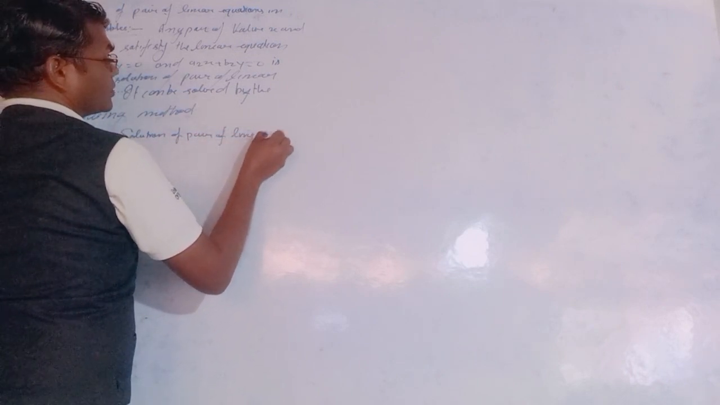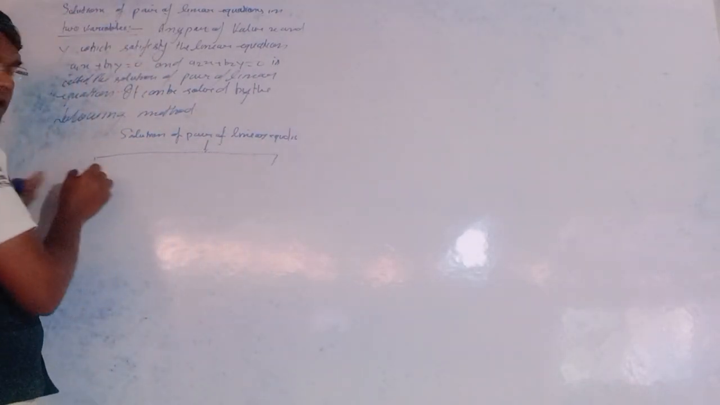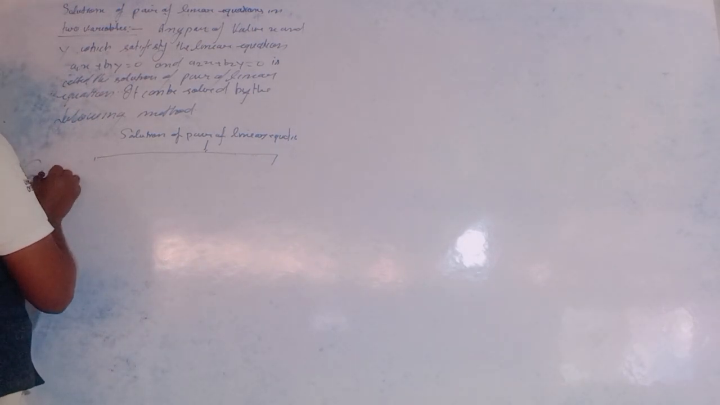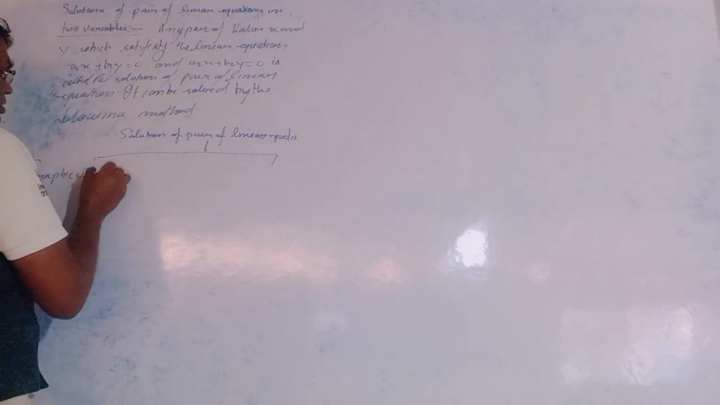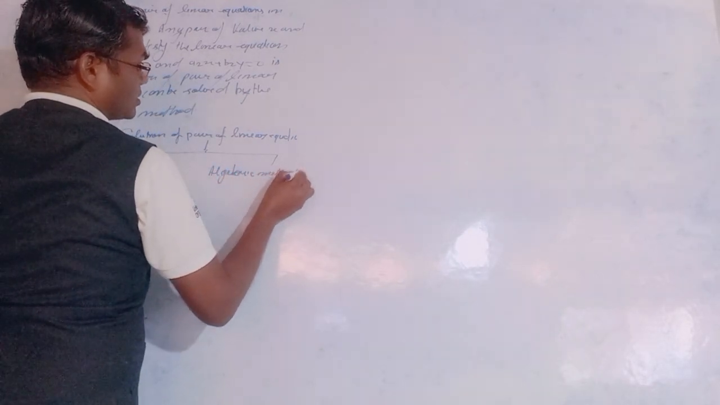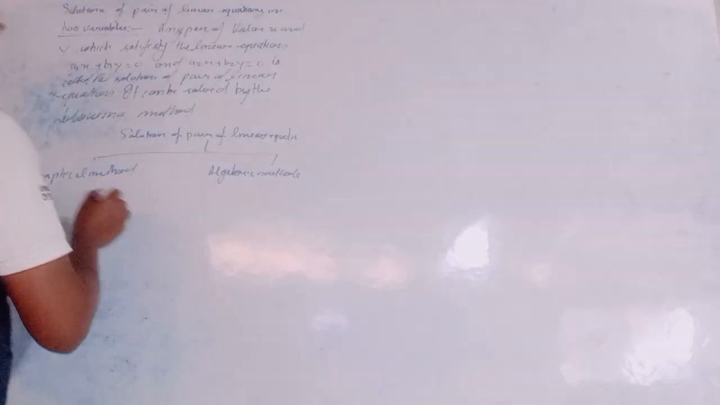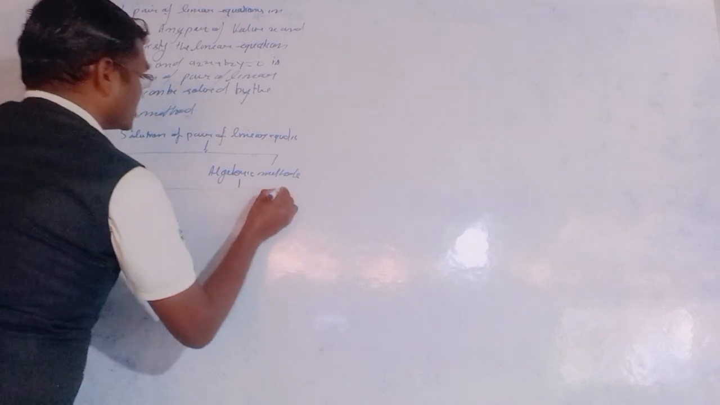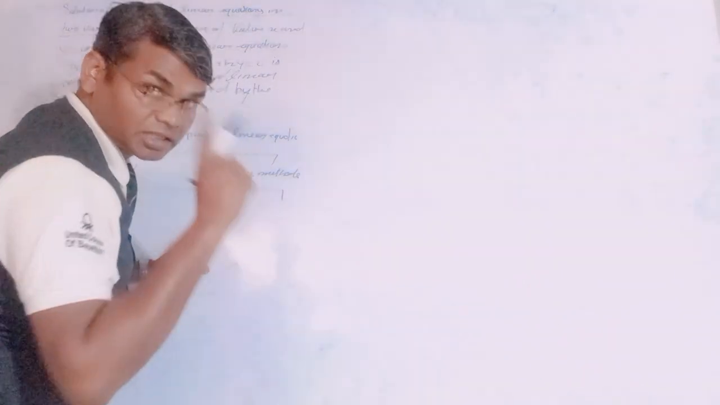So first is the solution of a pair of linear equations. Here the first method is the graphical method, and second is the algebraic method. First is the graphical method, second is the algebraic method. The algebraic method has 3 points. How many points? 3 points.